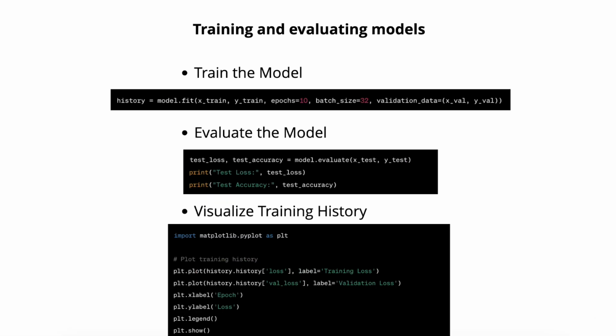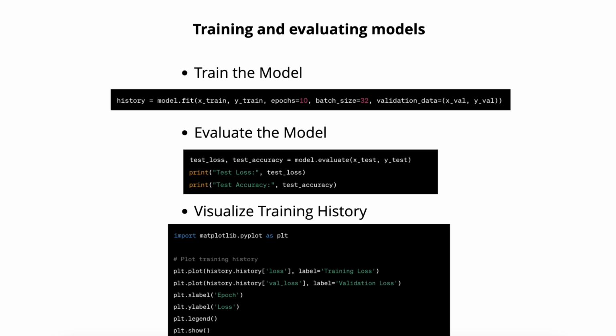Then next, train the model. Train the model using the training data and optionally a validation dataset. Specify the number of epochs and batch size. For example, in this case, if you look at history equal to model.fit xtrain, ytrain, epochs of 10, batch size of 32, validation data xval, yval.